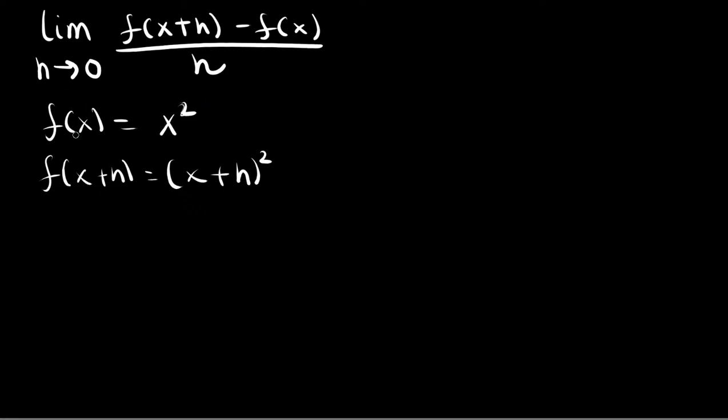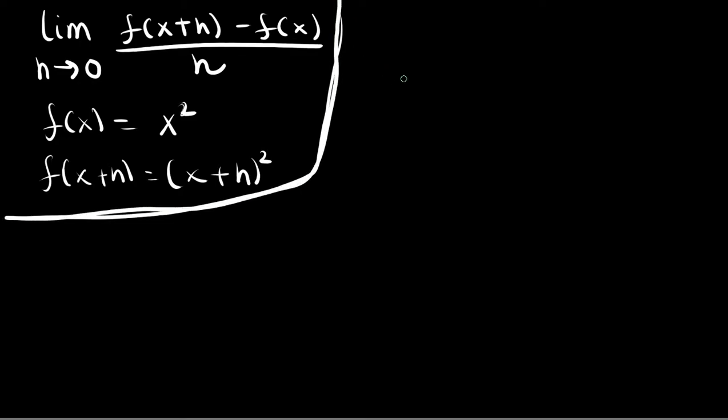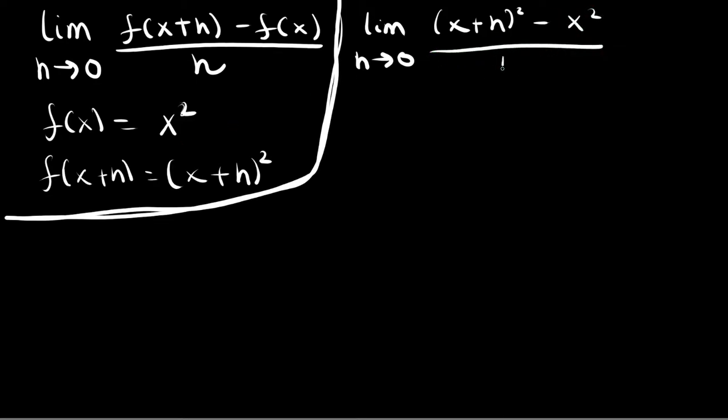And then we already know what f of x is. So what we're going to do now is try and solve this problem. Actually, let's get a bit above here. So we know that this is what we're trying to solve, and this is the formula. So we know that limit as h approaches 0, f of x plus h is what? It's x plus h squared, right? Minus f of x, which is x squared, all over h.